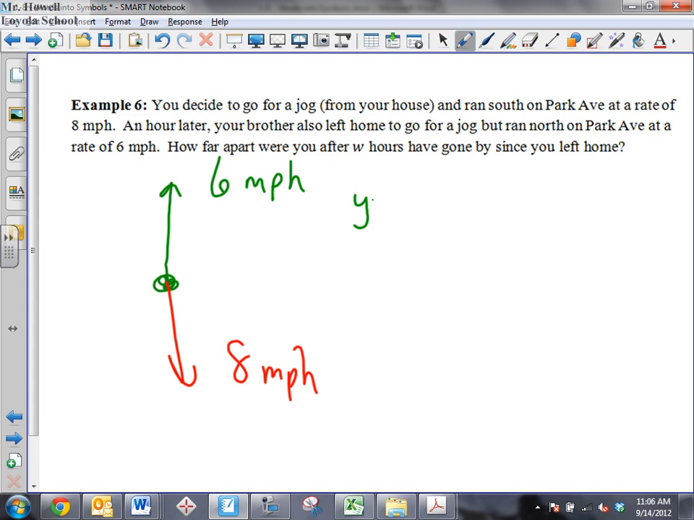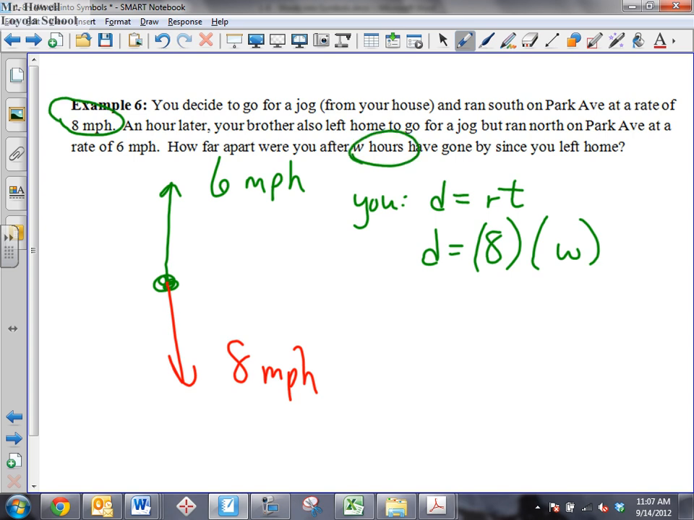So let's think about this. For you, distance equals rate times time. The distance you've traveled is your rate, which is 8 miles per hour, times the time that's gone by, which is W hours. Notice my units match up: 8 miles per hour, W hours. So my distance in the end will be miles. And how do I check that? 8 miles per hour times W hours. Take a look at your units, dimensional analysis. Cancel your hours, you're left with miles. So your distance traveled is going to be 8W miles.